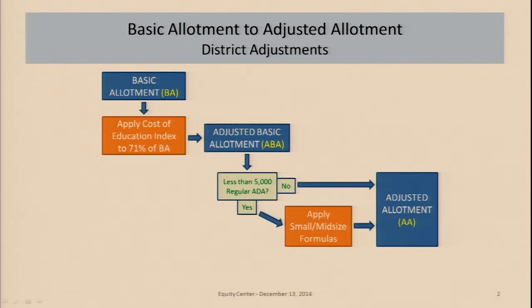You apply the cost of education index, and the result of that is the adjusted basic allotment. And if you're less than 5,000 regular program ADA, then the diseconomy of scale formulas, the small and mid-size, are applied. But regardless, you end up with your adjusted allotment, and that's the cash number you use in all of these formulas that we're going through.